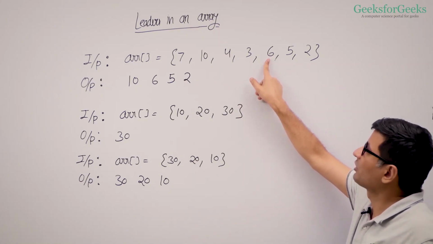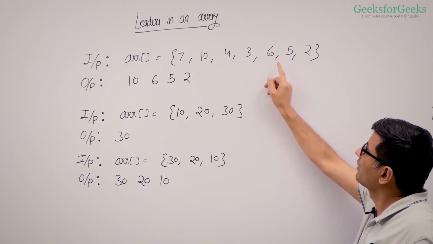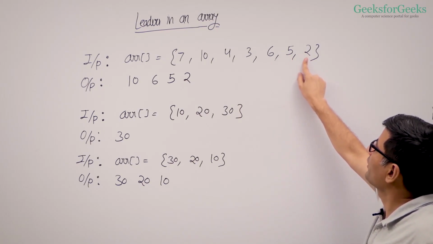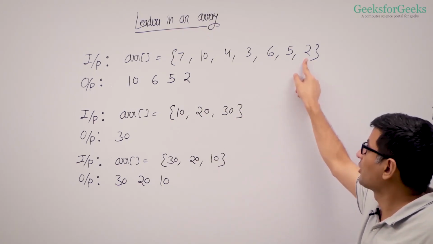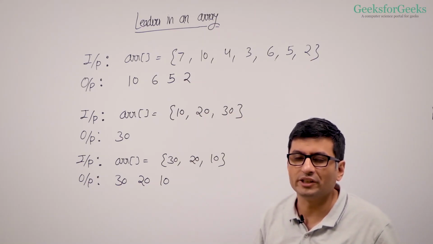6 is a leader because there are 2 elements on the right of it and both of these elements are smaller. 5 is also a leader because there is only one element on the right of it and this element is smaller. 2 is also a leader because there is nothing on the right of it. So the rightmost element is always a leader.